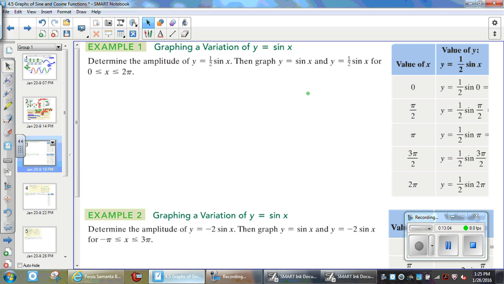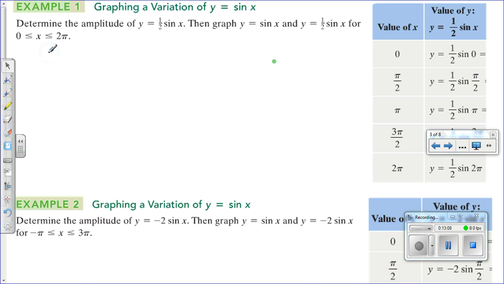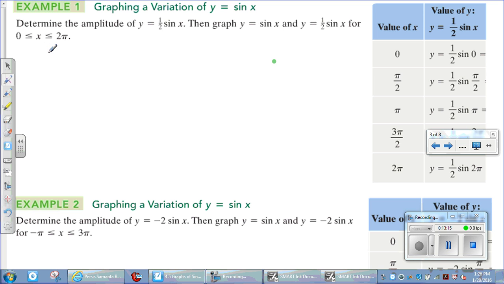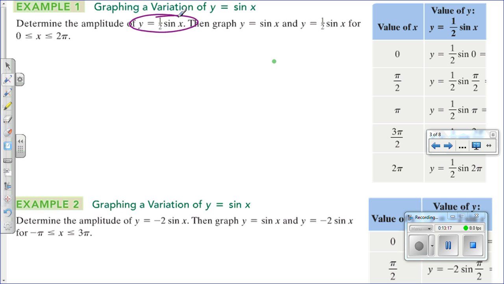Now we're going to graph a variation of the sine function. It's almost the same. The only thing that is changing is the amplitude. I know the amplitude changed because here the equation has a 1/2 in front of the sine. So that means that it's multiplying all of the y values, or all of the output values, by 1/2, making them smaller or bigger? Smaller, right? So that is going to be actually a vertical shrinking. It's going to do this to the graph.